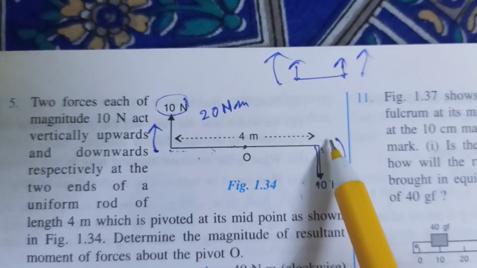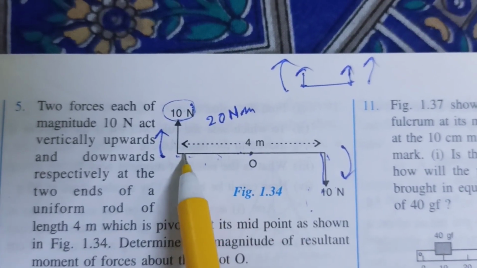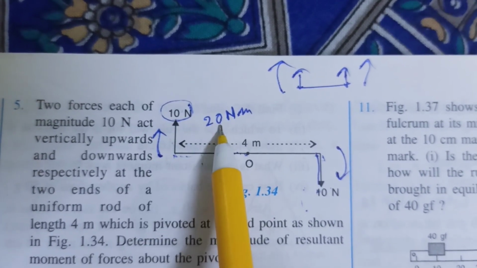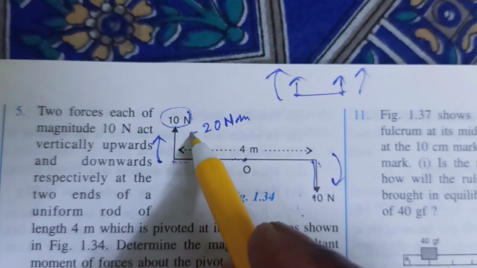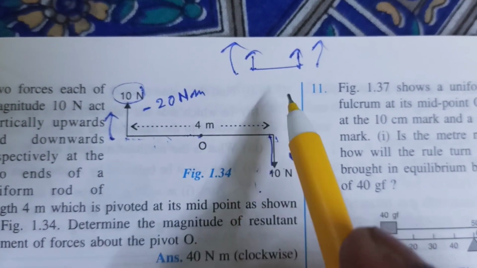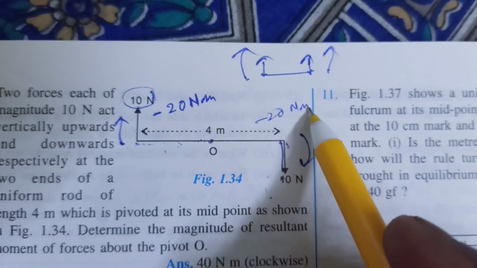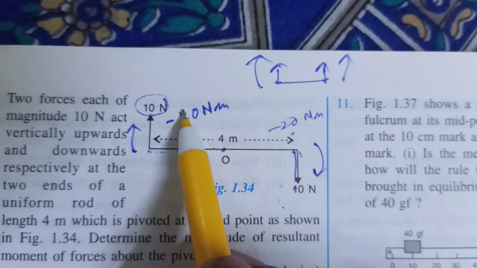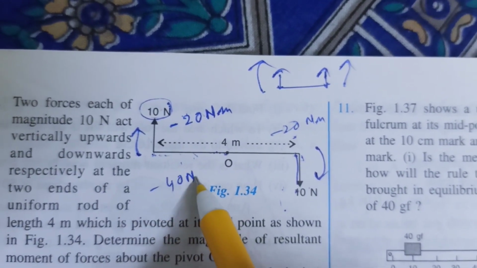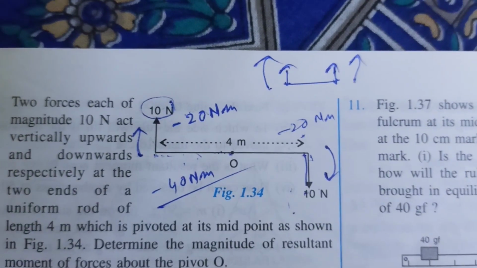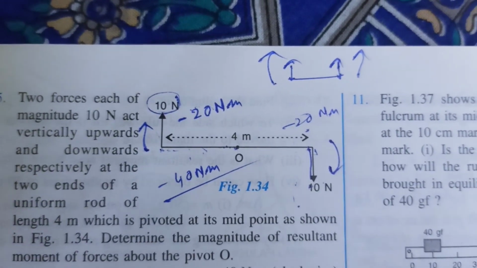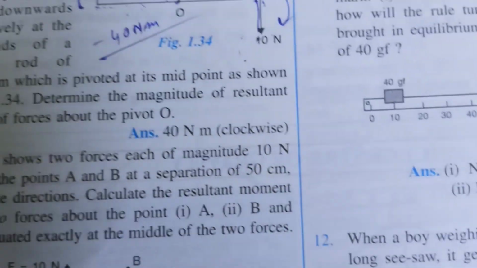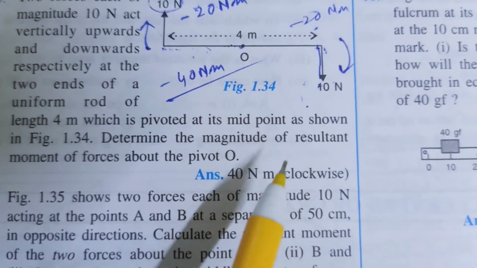So this is clockwise, and the total distance is 4 meters. So from O to this one is 2 meter, so 10 into 2, 20 Newton meter, and this is clockwise, so clockwise means negative. And this one is 10 into 2, so it is also minus 20 Newton meter because it is also clockwise. So minus 20 minus 20, minus 40 is the answer. So you can write minus 40 Newton meter, or 40 Newton meter clockwise sense. So it is so simple. So the answer is 40 Newton meter clockwise.